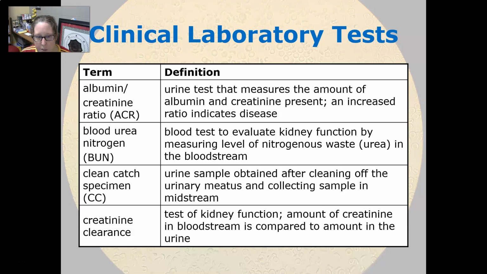Blood urea nitrogen, or BUN, is a blood test that is used to evaluate kidney function by measuring the level of nitrogenous waste in the form of urea in the bloodstream. And so these are waste products from protein metabolism.